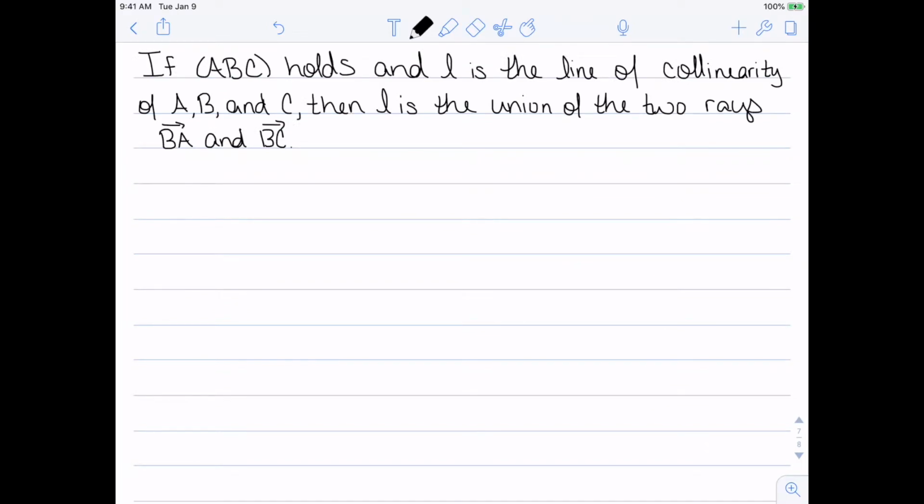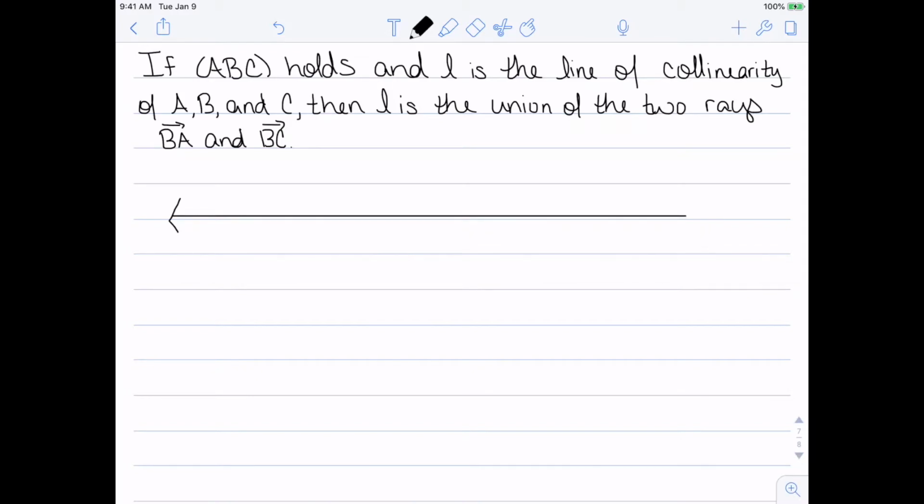The next thing we'll look at: if ABC holds and L is the line of collinearity of ABC, so it's the line that passes through all 3 of them, then L is the union of the 2 rays BA and BC. While I won't give a formal proof of this, I will draw a picture to demonstrate the basic idea of what's happening.